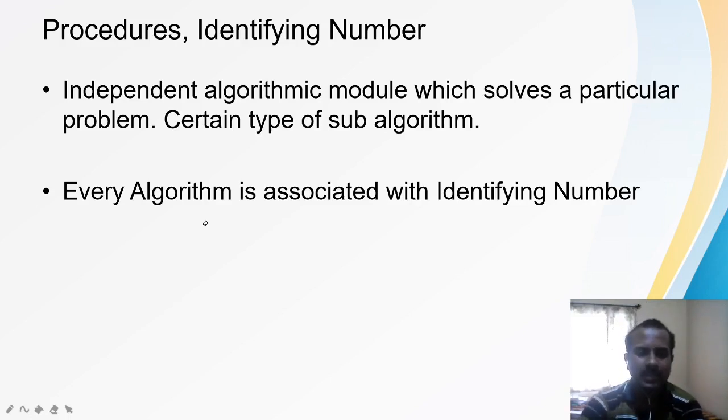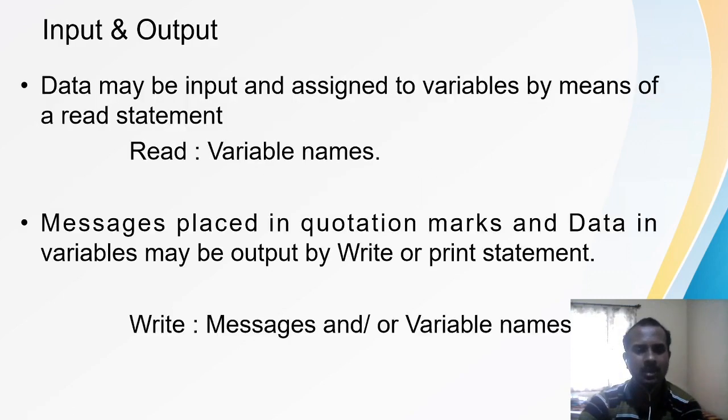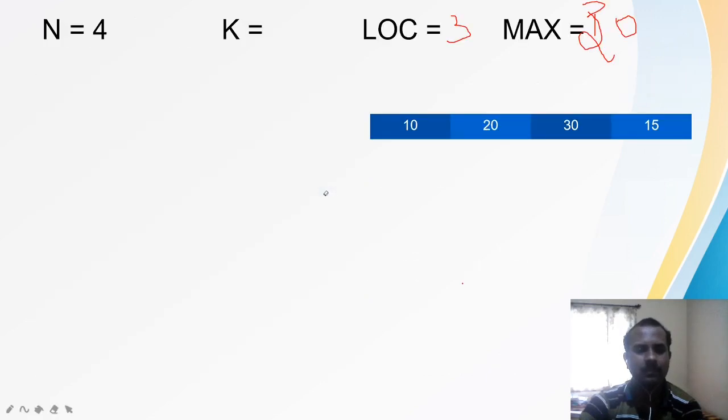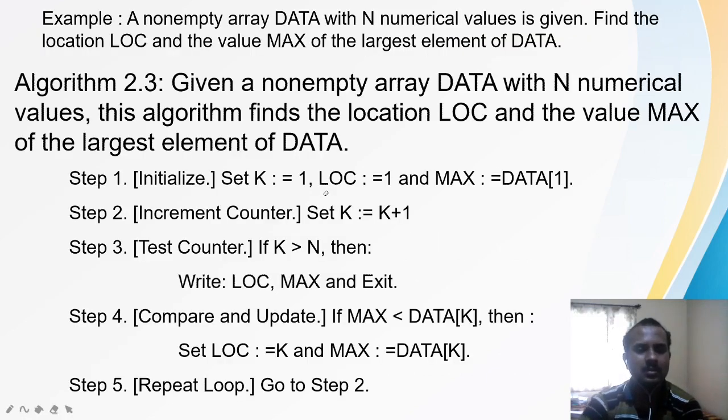Next, identifying number. Every algorithm or procedure or module is going to have an identifying number. Let us see what an identifying number is. So this is algorithm 2.3. What do you mean by algorithm 2.3? This is the third algorithm present in chapter 2.